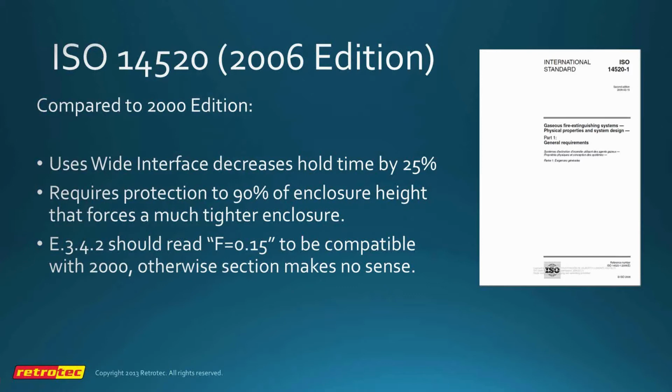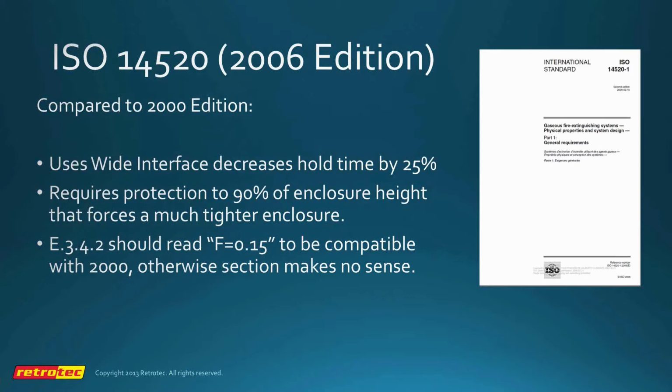In some cases, countries such as Australia didn't accept the 90% of enclosure height as a forced minimum protected height. But in most countries in Europe, the 90% of the enclosure height is still being required, which makes it extremely tight for a descending interface. There's another important change, which is actually a mistake in E 3.4.2, and it should read that F equals 0.15. It actually says it's equal to 0.5, which makes the whole section irrelevant. So it's a clear mistake.